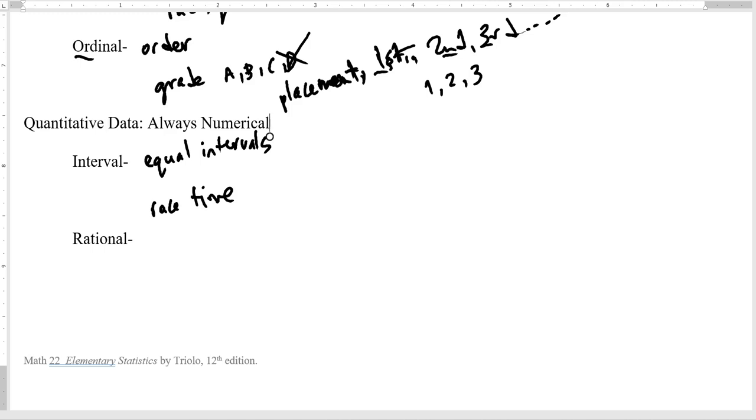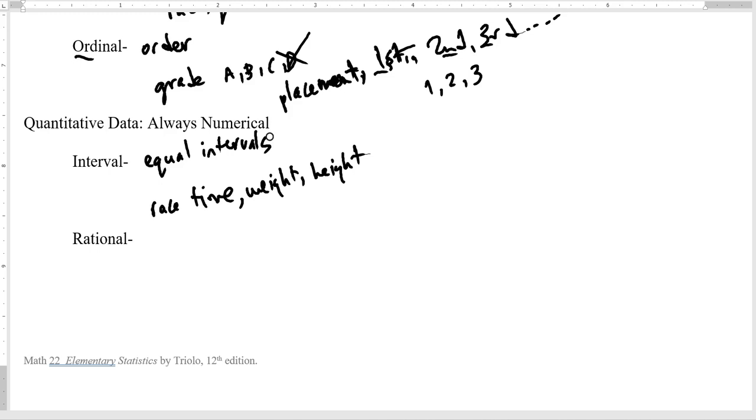So whenever you get those equal intervals, this is where you get your weight. This is where you get your height. And I don't know why this is going to act up, but I'll just wait. Okay. This is where you have equal intervals. The distance between 1 foot and 2 foot is the distance between 2 feet and 3 feet, right? You get those equal intervals.